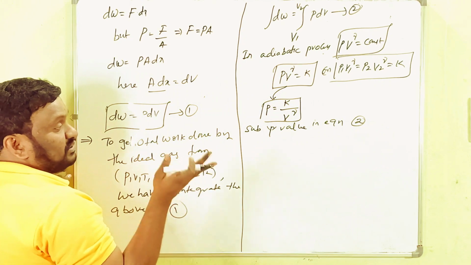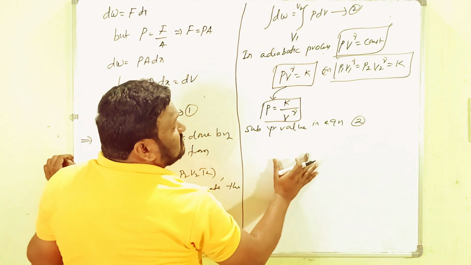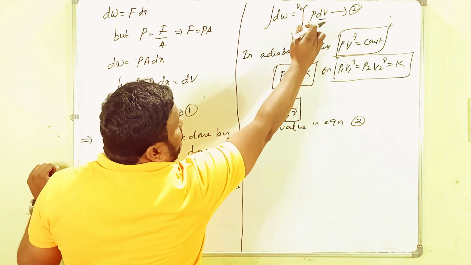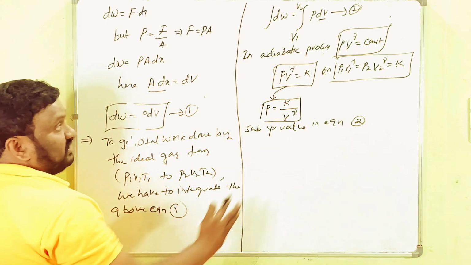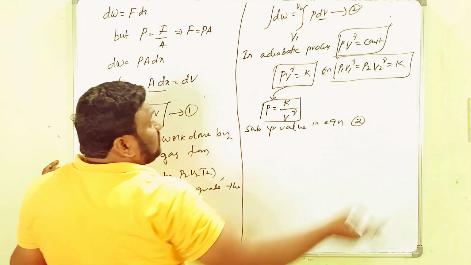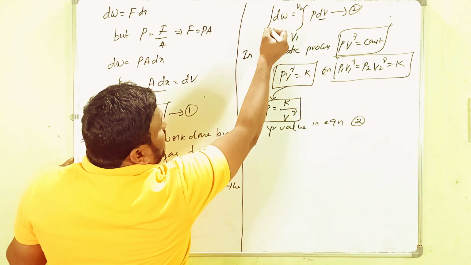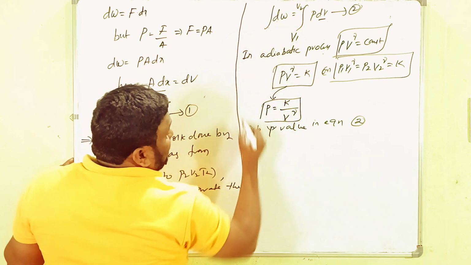What is the need of substituting this P value in the equation? Very simple. We are integrating the equation with respect to volume, but here the term is pressure. That's why the pressure should be changed in terms of the volume. That's why I can write like that. So here the differentiation and integral both should be cancelled. Then what do we get?